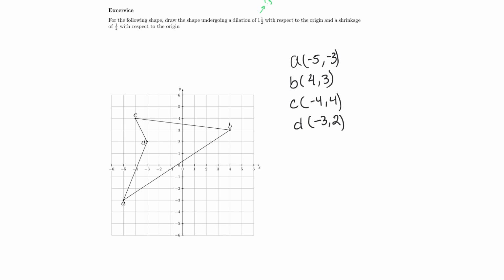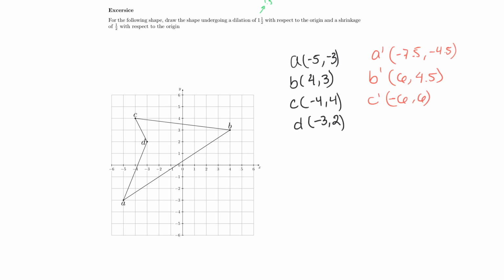We are asked to dilate this shape by a factor of 1.5 and shrink it by a factor of 1/2. Okay, so let's do first the dilation. How would the new coordinates look like? Well, A prime. Now we need to multiply everything by 1.5. So A will be equal to -7.5, -4.5. B coordinates will be 6, 4.5.